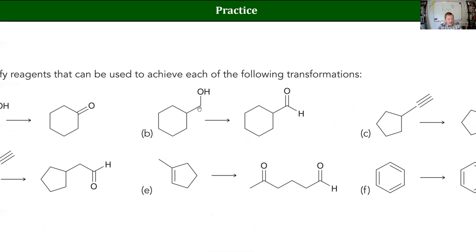If we want to turn a primary alcohol to an aldehyde, that's still an oxidation reaction, but we have to use one of the more gentle oxidation methods. So PCC in dichloromethane will give you that aldehyde.